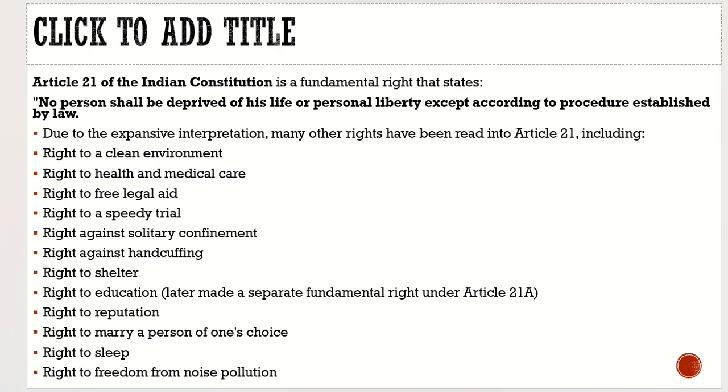Here is article 21 of the Indian Constitution, which is a fundamental right. It states that no person shall be deprived of his life or personal liberty, except, what is the exception here? Except according to the procedure established by law. So what does this article say? No person shall be deprived of his life or personal liberty.